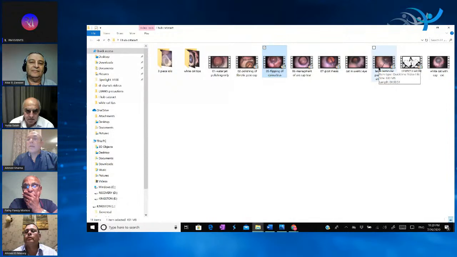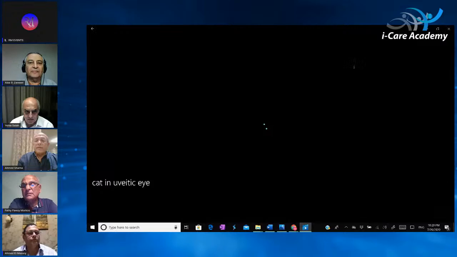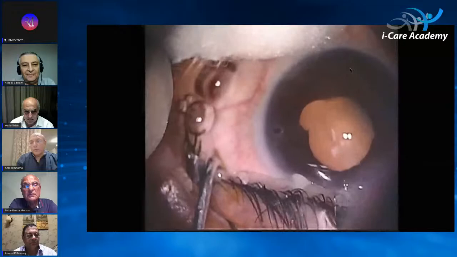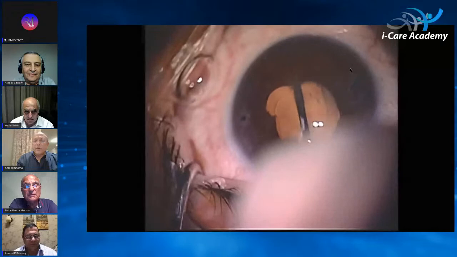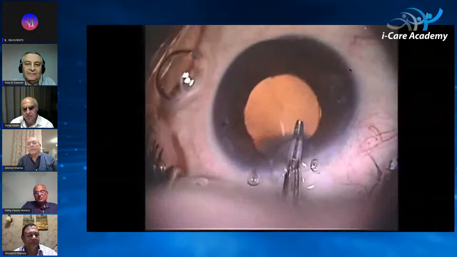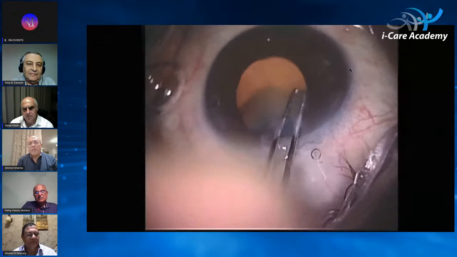In some cases, we have uveitis and a very shallow anterior chamber, especially in chronic congestive glaucoma. These patients may have some uveitis, and we have this stuck pupil and a very, very shallow anterior chamber. So the manipulations in the anterior chamber are very difficult.